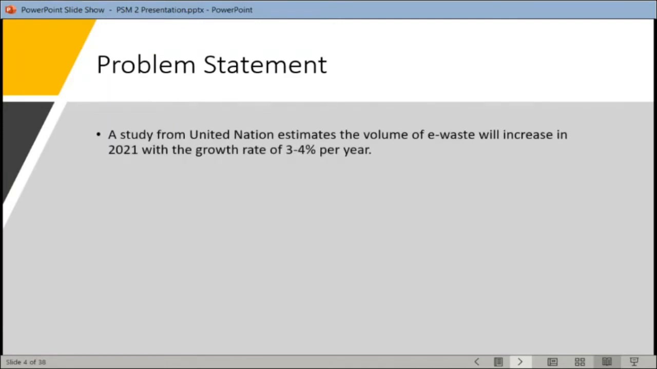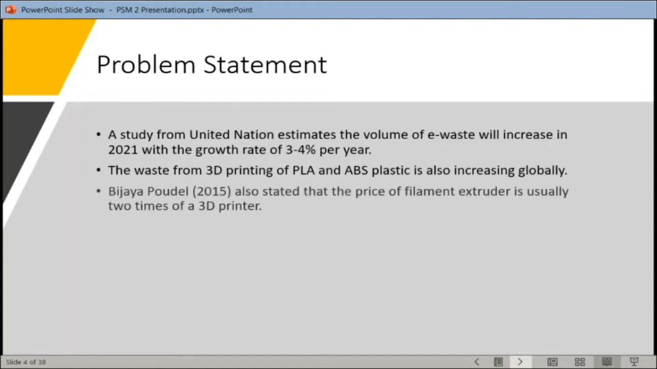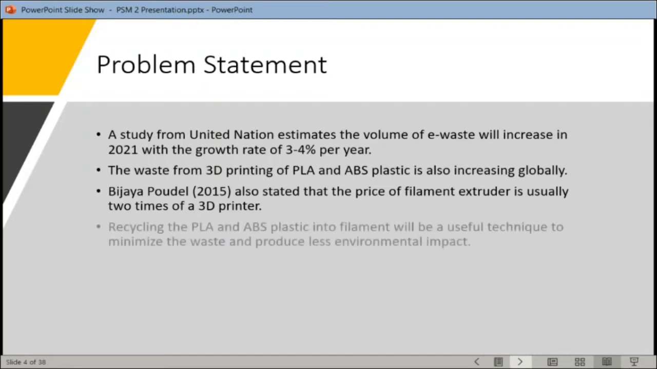For the problem statement, the increase in plastic waste that affects the environment can be addressed by recycling it. By using a custom DIY filament extruder, societies can produce their own filament as well as save the environment.